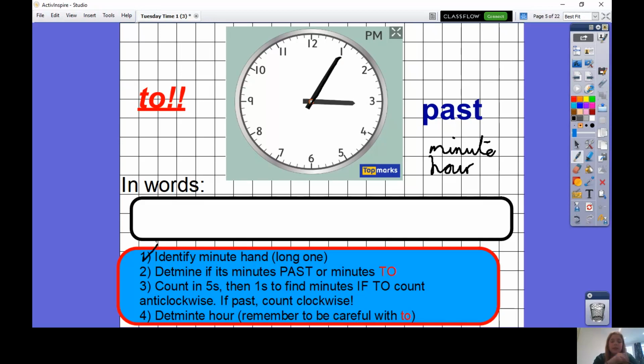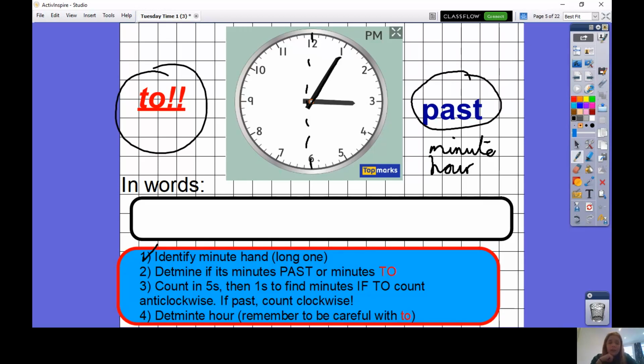Step 2, when you're writing the time in words, is to determine, are you looking at a time that's past the hour or to the hour? So we know that the hour can be split in half, and we know when we're telling the time and writing it in words, if the minute hand is on the first half of the clock, we'd say past, and then when it gets to the second half of the clock, we start saying to.